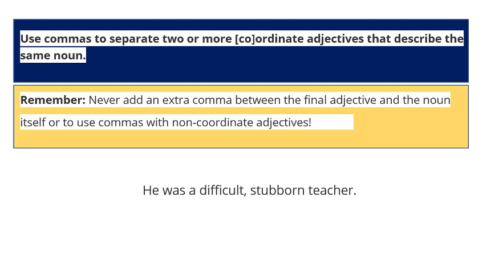This video is going to focus on commas when using coordinate adjectives. So let's talk a little bit about that. The rule is that you would use a comma to separate two or more coordinate adjectives that describe a noun. What this often looks like is the sentence you see here: He was a difficult, stubborn teacher.